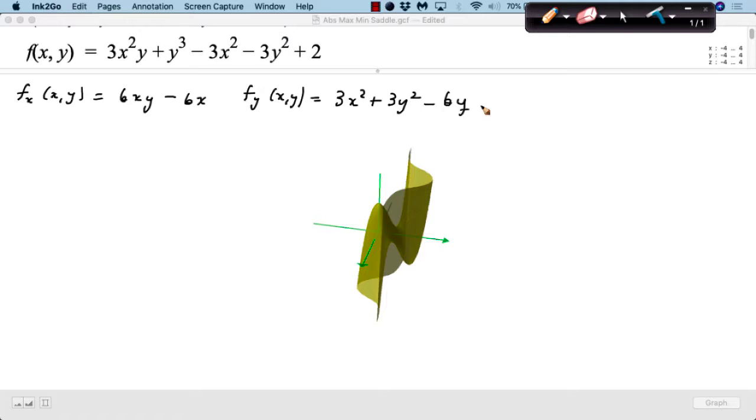Okay? And as you're solving this algebra, you just have to keep telling yourself, I'm looking for all ordered pairs that make both of those 0. That will guide how you do the math, how you do the algebra. I'm looking for all ordered pairs that make both of those equal to 0. So I'm going to first start by saying 6xy minus 6x equals 0.